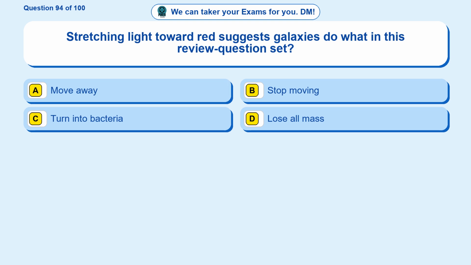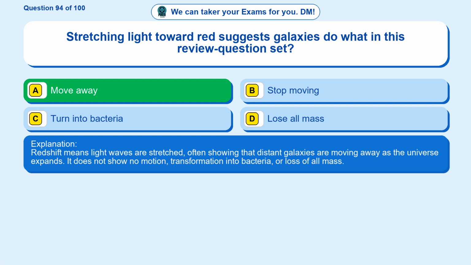Question 94. Stretching light toward red suggests galaxies do what in this review question set? Option A, move away. Option B, stop moving. Option C, turn into bacteria. Option D, lose all mass. The correct answer is option A. Move away. Redshift means light waves are stretched, often showing that distant galaxies are moving away as the universe expands. It does not show no motion, transformation into bacteria, or loss of all mass.